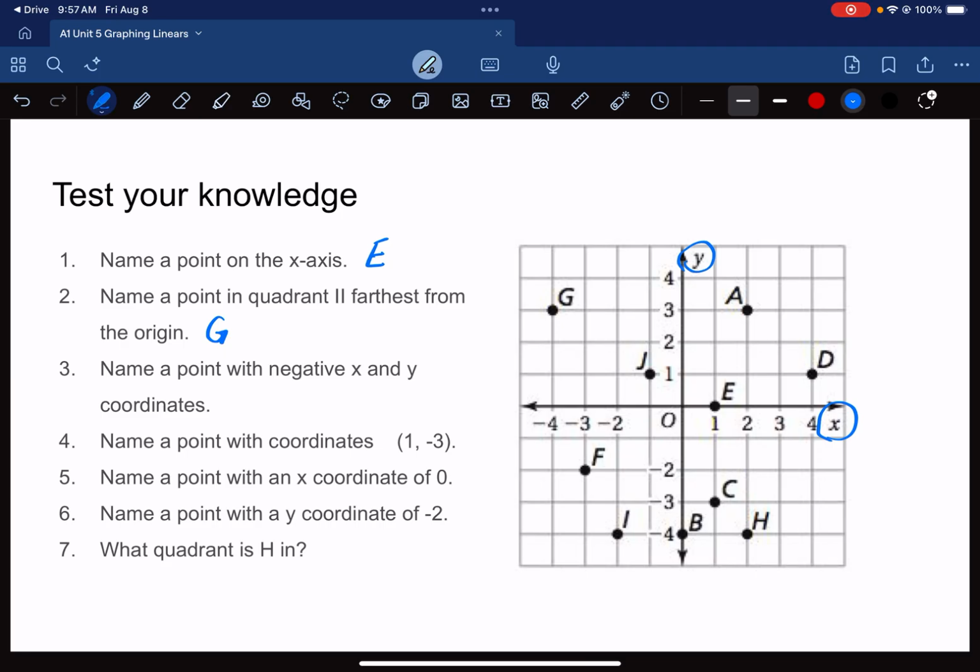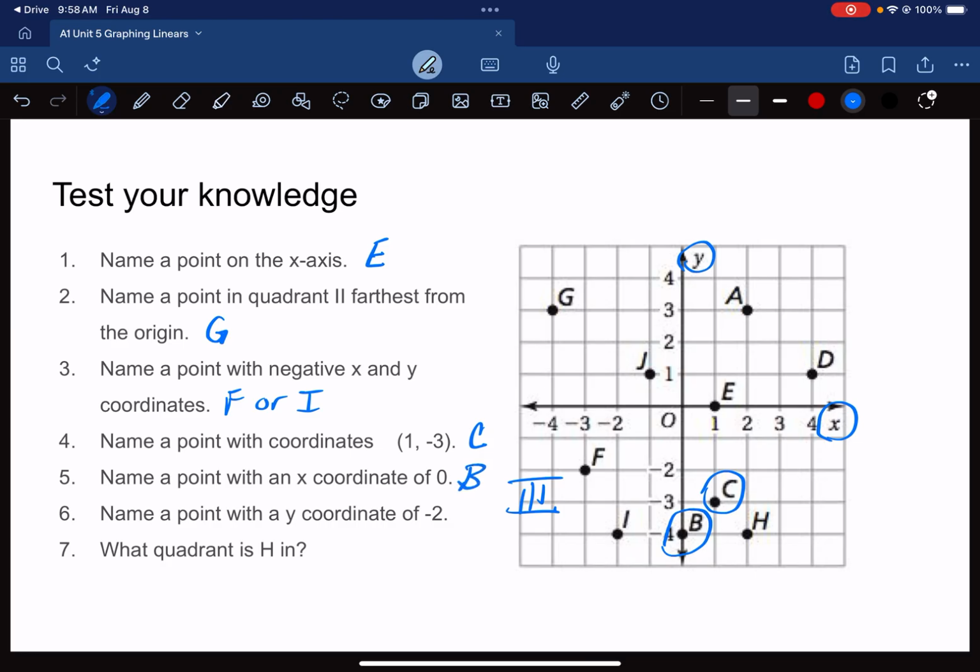Name a point with a negative x and y coordinates. So a negative x and a negative y would be down here in quadrant 3. So my choices are either F or I. Name a point with coordinates 1, negative 3. Well, 1 is going right 1, and then negative 3 is down 3, and that looks like point C to me. Name a point with an x coordinate of 0. Well, 0 means you've moved left or right 0 spaces, and so you're somewhere on the y-axis, and that would be point B down here.